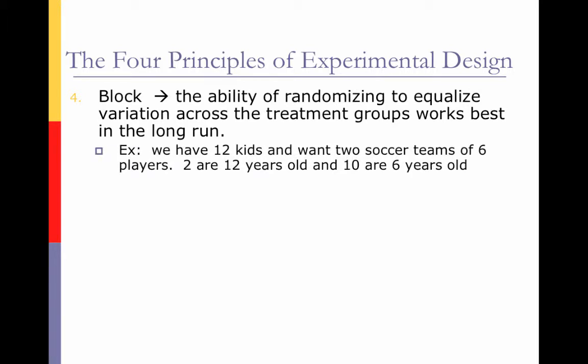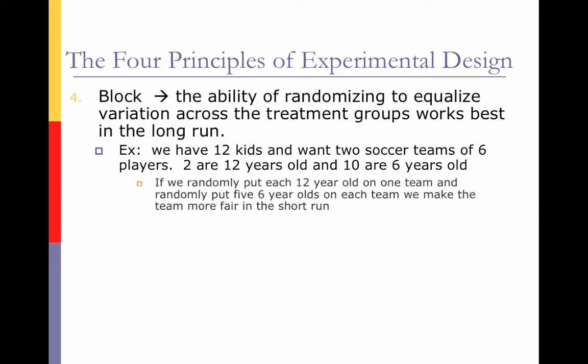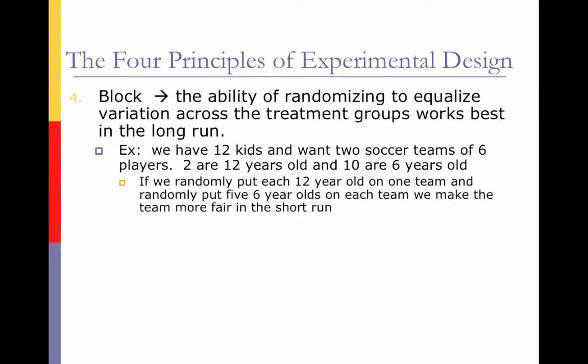For example, we have 12 kids and want 2 soccer teams of 6 players. 2 of the kids are 12 years old and 10 of the kids are 6 years old. So if we randomly were to assign the teams and both 12-year-olds end up on the same team, that wouldn't be fair. So what we do instead is we randomly put each 12-year-old on 2 different teams, and then we randomly put the 5 6-year-olds on each of those teams. This way we end up with 1 12-year-old on each team and 5 6-year-olds. This makes it more fair in the short run.